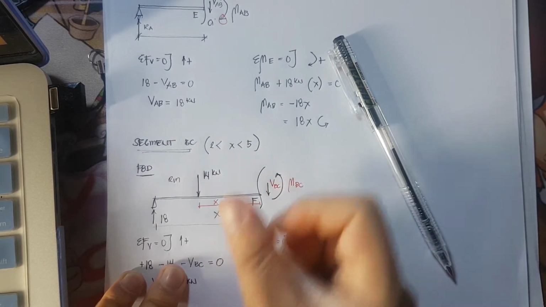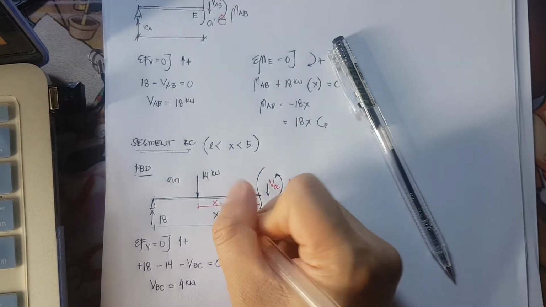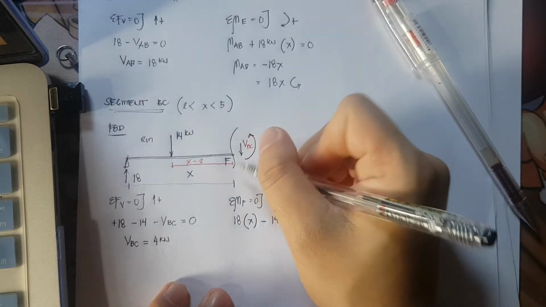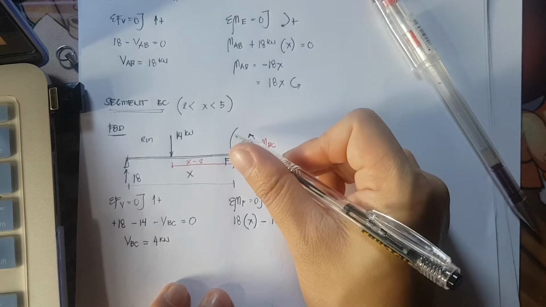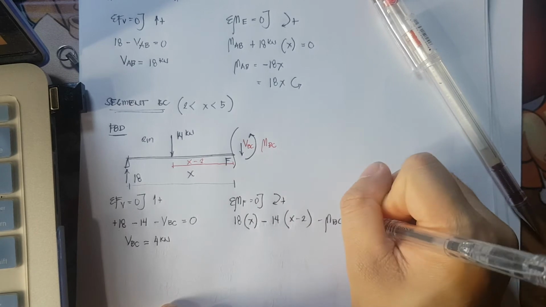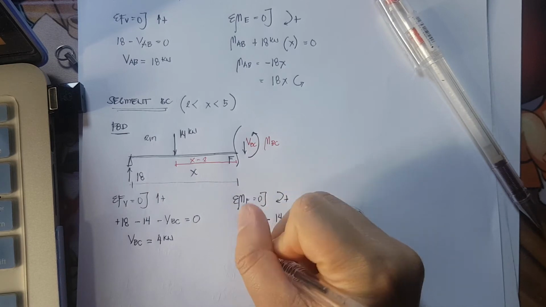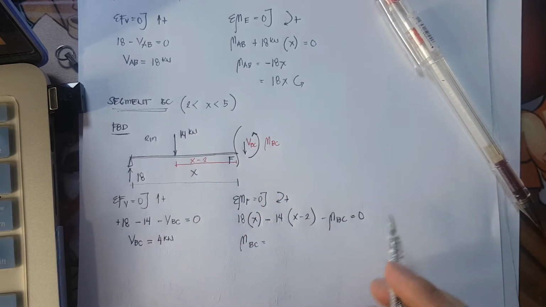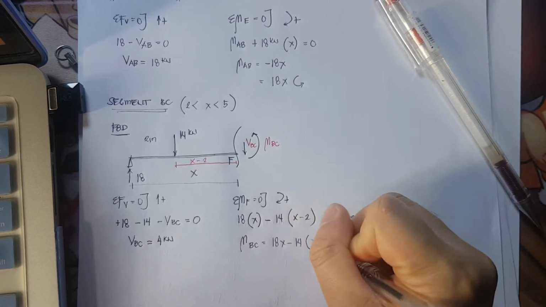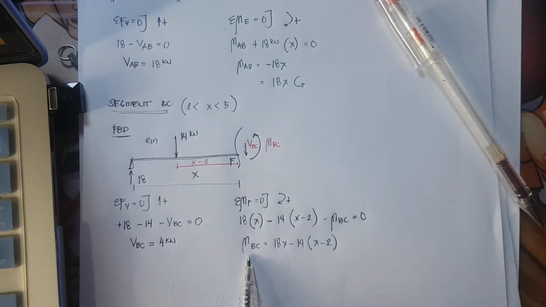Why did it become minus 2? Take note, this is x, then this is a distance of 2. So that would be x minus 2. Then I have negative MBC is equivalent to 0. So I'll be transposing moment BC to the other side of the equation to make it positive. So that is equivalent to 18x minus 14 times x minus 2. So this is the expression for moment BC.